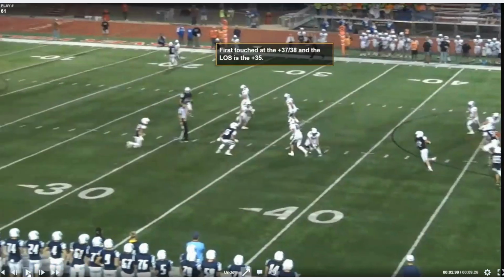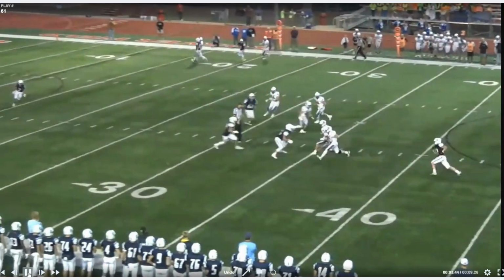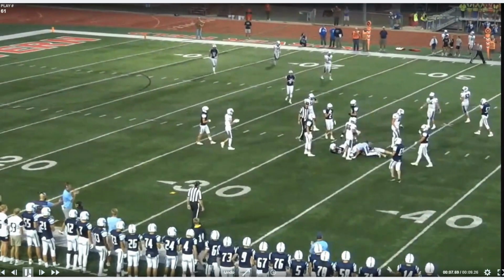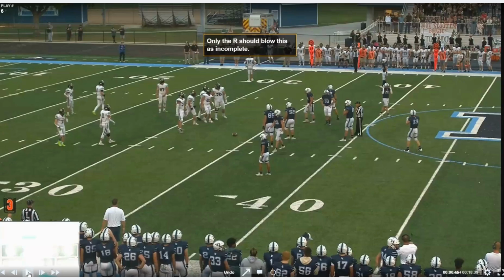And then when we get our flag by our line judge, umpire, you can definitely help up and get this picked up. All right, so remember, IDP is one that we need that ball to cross the line of scrimmage before we can have a foul for an ineligible player downfield.